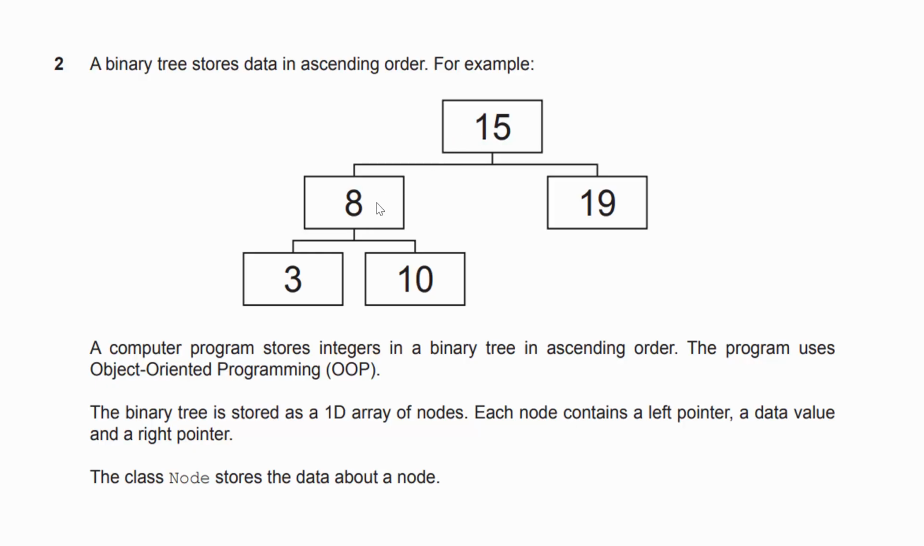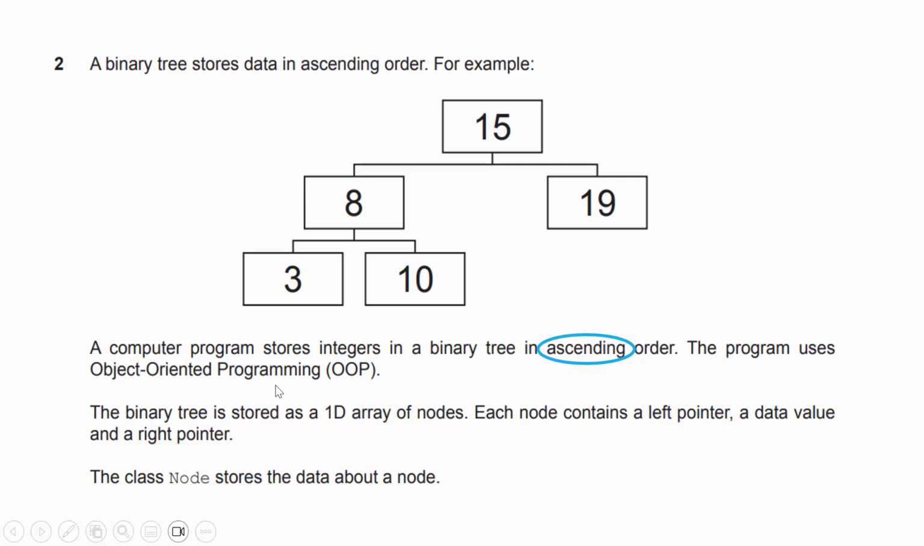There's already something there. 10 is greater than 8, so it goes to the right-hand side because that is free. It is open. A computer program stores integers in a binary tree in ascending order. That's extremely important. We know we need to handle the left side of the tree when we're outputting, followed by the right-hand side of the tree. Now, if you watch my binary tree video, you'll know that we used a recursive sub to do that. We'll see how they want us to output it here.